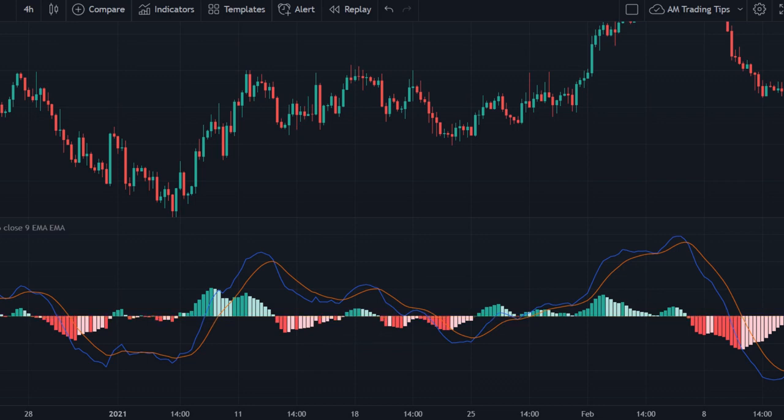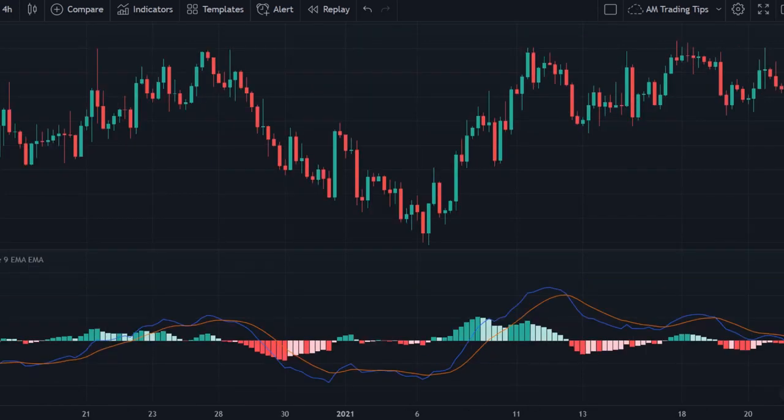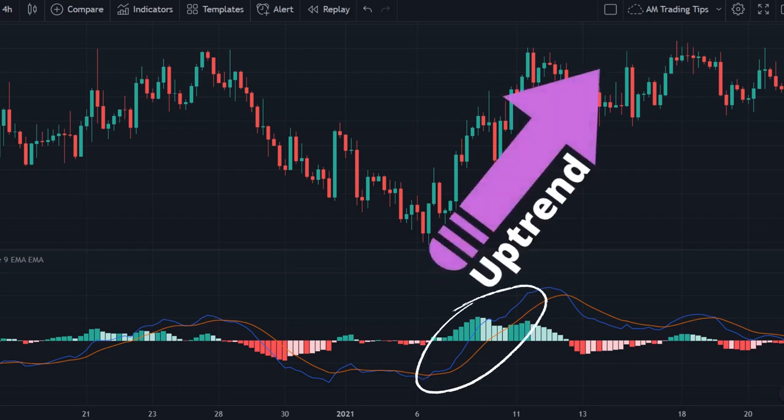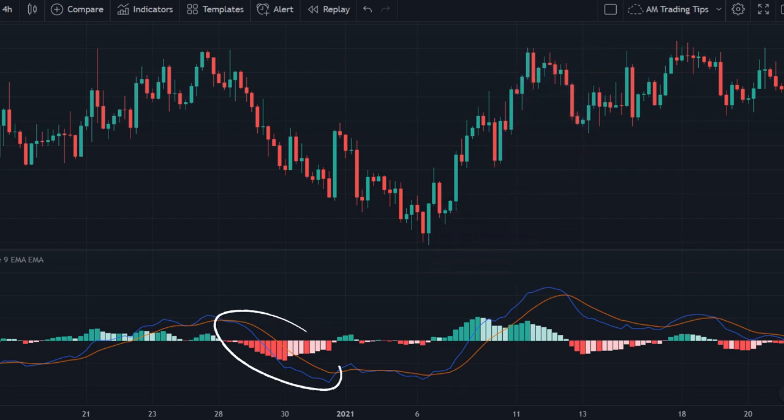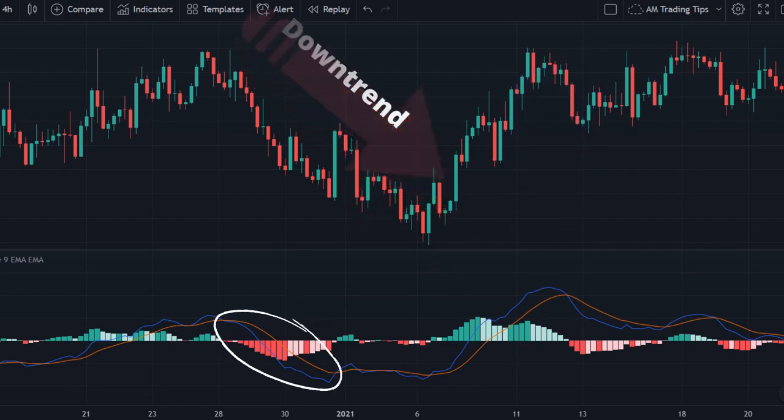Now the way traders use this indicator to identify momentum is by looking at the crossover between the MACD line and the signal line. Let me show you an example. If the MACD line crosses above the signal line, it indicates that the market is in an uptrend. And if it crosses below, it indicates that the market is moving downwards.